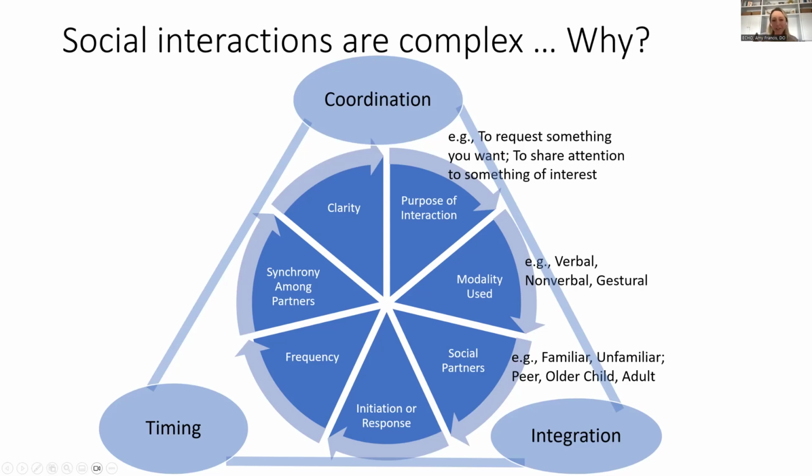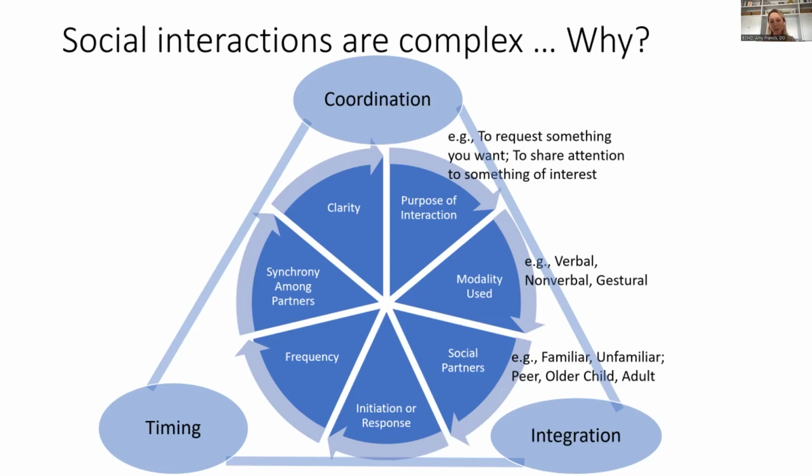So Jamie already kind of talked about this. Social interactions are really complex, right? There's a lot that goes into it. So at the center of all this, there's a lot of factors, right? What's the purpose of the interaction? Is it to request something you want, to share something? What modality is used? Are we using verbal communication, nonverbal, gestural communication? Who are the social partners? Is this a familiar person, an unfamiliar person, a peer, an older child, an adult, a grandparent?